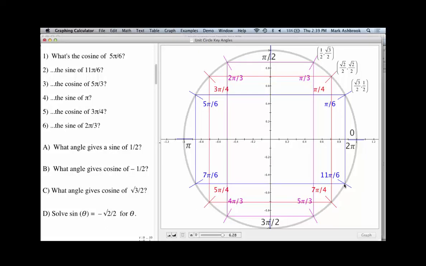Negative 1/2. So it's going to be the same as pi over 6, but negative. See that? Okay, so why don't you practice answering these others? If you didn't follow what we just did there for 5 pi over 6 or 11 pi over 6: cosine of 5 pi over 6, sine of 11 pi over 6.